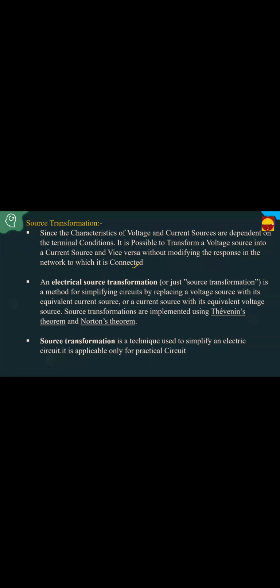Why are you going for source transformations? The reason is to simplify the circuits. That is the only reason. Source transformations are implemented using Thevenin's theorem and Norton's theorem. You'll see in the explanation of theorems, mainly in Thevenin's theorem, a voltage source in series with resistance, and in Norton's theorem, a current source in parallel with resistance. That I will explain later. Source transformation is a technique used to simplify an electric circuit. It is applicable only for practical circuits. We don't apply source transformation for ideal current sources or ideal voltage sources, only for practical circuits.